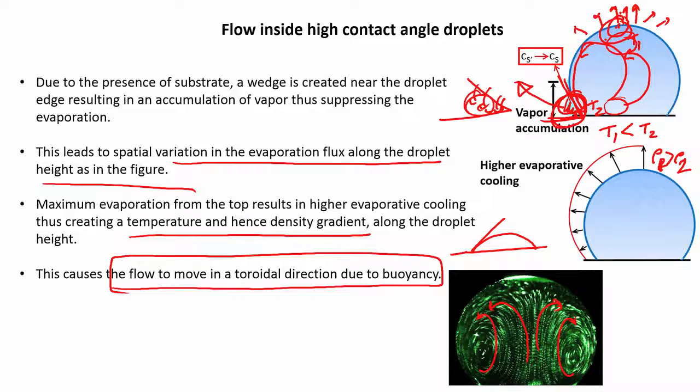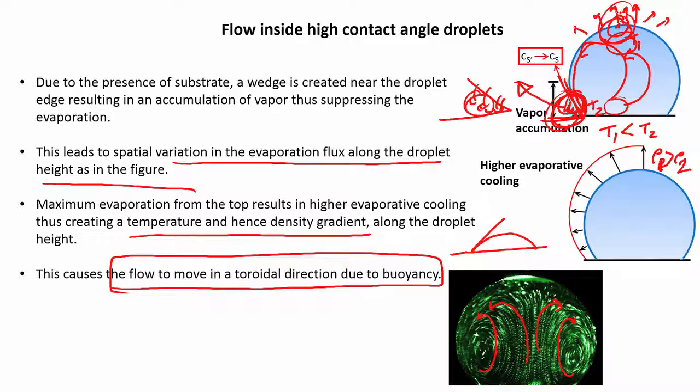Now, if the temperature distribution is too high, there could also be Marangoni related stress. Marangoni stress means that higher surface tension will pull the fluid towards itself. So, that can also happen in this particular case, and fluid can be pulled towards the top. But in this particular case, it is mostly due to the buoyancy effect that is created automatically, because of this wedge structure, because here the evaporation flux is low compared to that case.